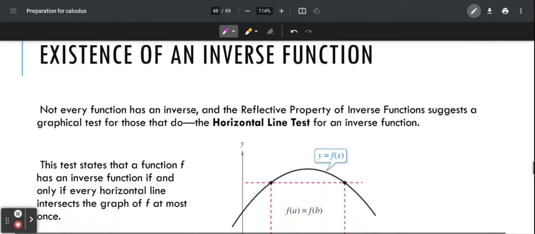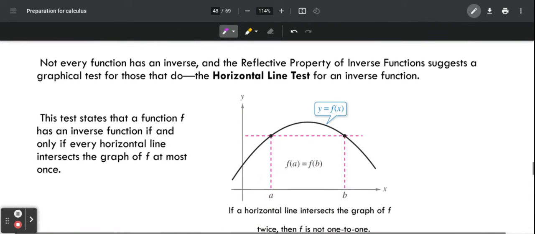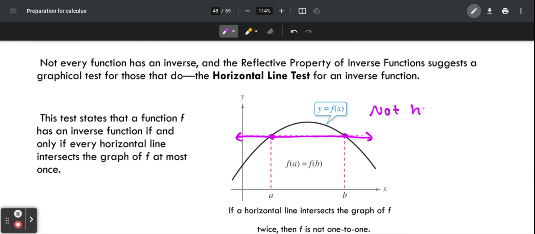With the existence of an inverse, this is what we talked about a little bit earlier, the idea that not every function has an inverse, and the way that you can test it is by graphing your function and determining if it passes the horizontal line test. So if you notice with this parabola, if I were to draw a horizontal line, it would pass through twice. So because it passes through twice, this would not have an inverse.